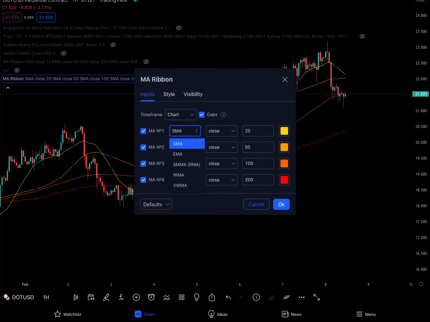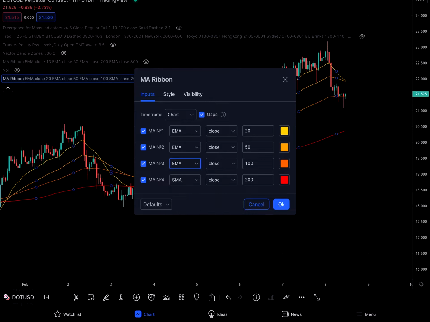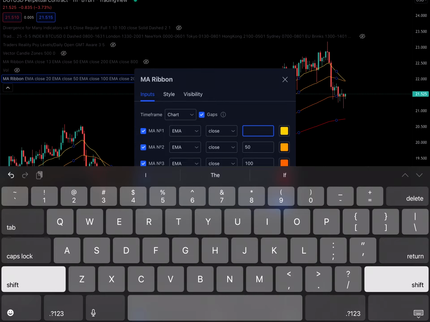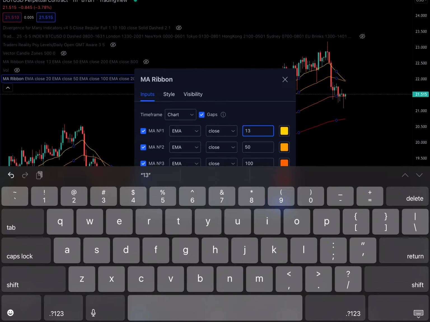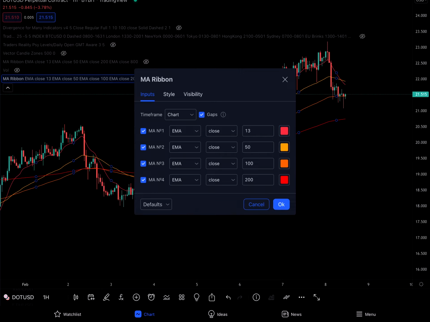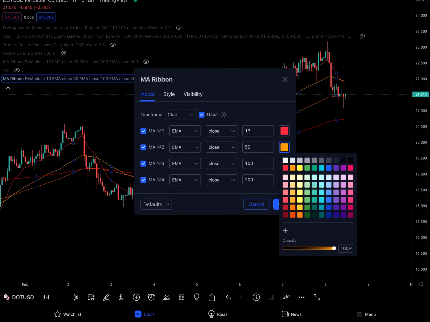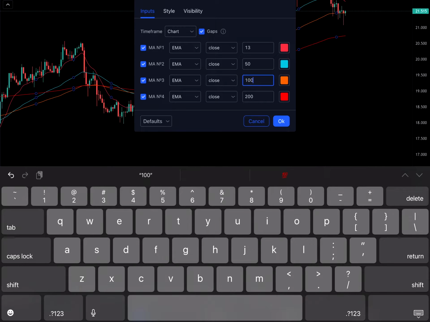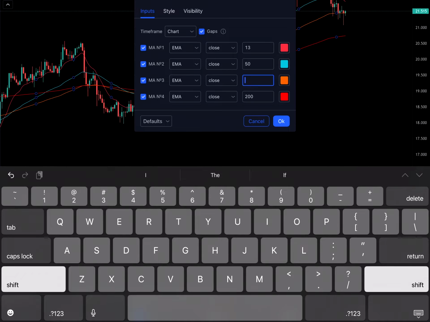Instead of simple moving averages, I like to use exponential moving averages. So I'm going to change all of these SMAs into EMAs. Instead of the 20, I know a lot of people love the 20 and the 21, I do the 13. I'm going to make that one red just to keep it consistent with my other charts. The 50 is this light blue color. Instead of the 100, I do the 200 and the 800.